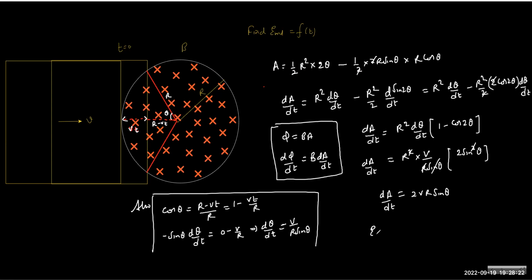So the EMF induced will be B into dA by dt. And so the answer is 2Bvr sin theta, and we are done.